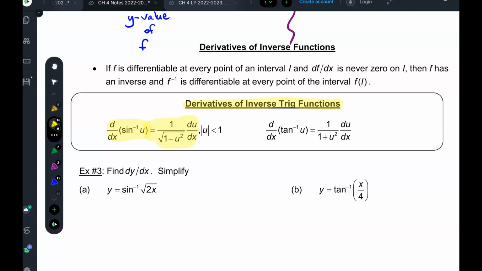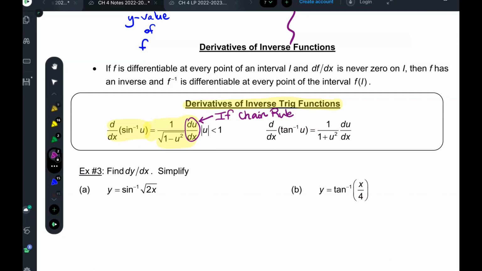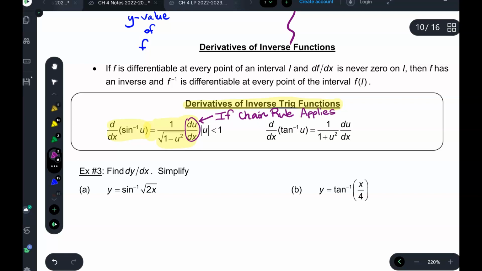And then I have this times du dx. Now that we know the chain rule, this du dx part applies when the chain rule is needed. Why is it a u? It's just how they always represent it. It's like dy dx, but we use u from here on out. It will always be in this format. We use u because we're going to do something later.